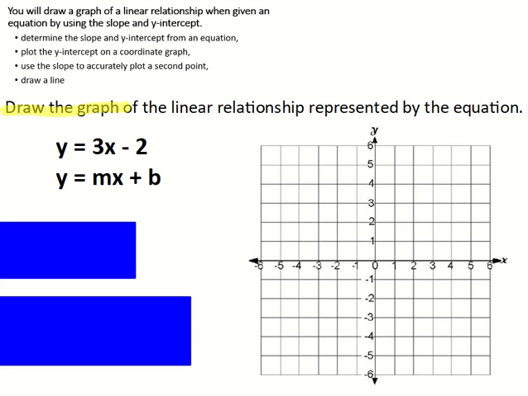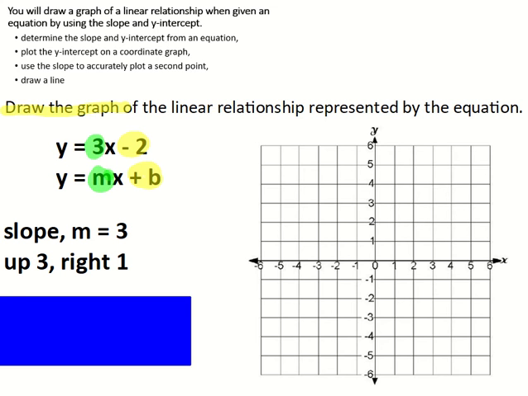The m represents the slope of the line. That's the coefficient of x. So 3 is our coefficient of x, so our slope is 3. And then our b, our y-intercept of our line, is the constant in our equation. Our constant is the negative 2. So our y-intercept is negative 2.